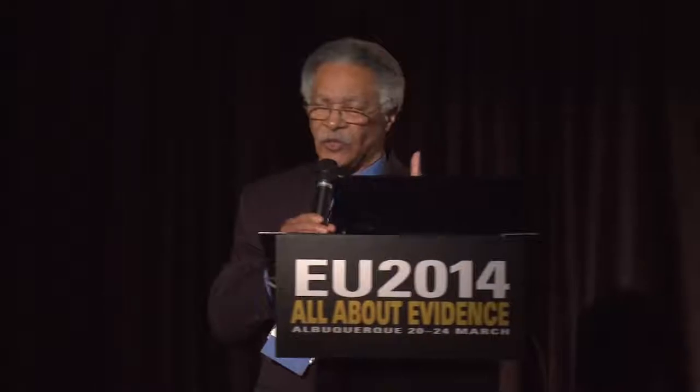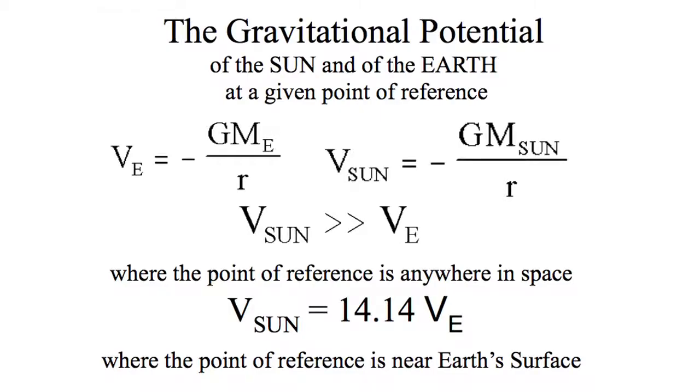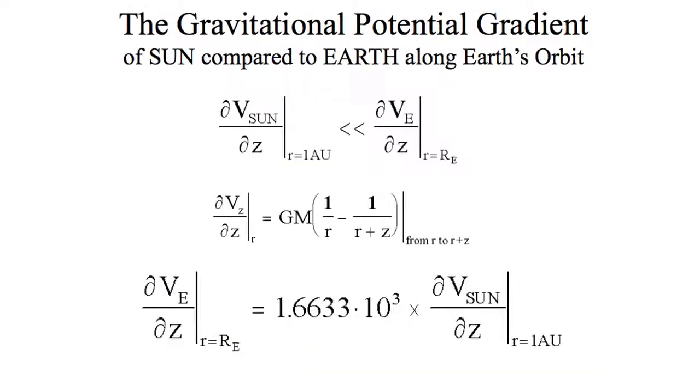But it's not the gravitational potential that we're concerned about. We are concerned about the gravitational gradient, not the gravitational potential. The gravitational gradient is the key here. So let's take a look at this next slide. If you note the gravitational potential of the sun and the Earth, at any given point in space, the sun always wins over. But the gravitational potential gradient, that's a different story. The gravitational potential of the sun, V sun, is approximately 14.14 times that of the gravitational potential of the Earth. That's key. Keep that in mind. But next time, we're going to look at the gravitational potential gradient.